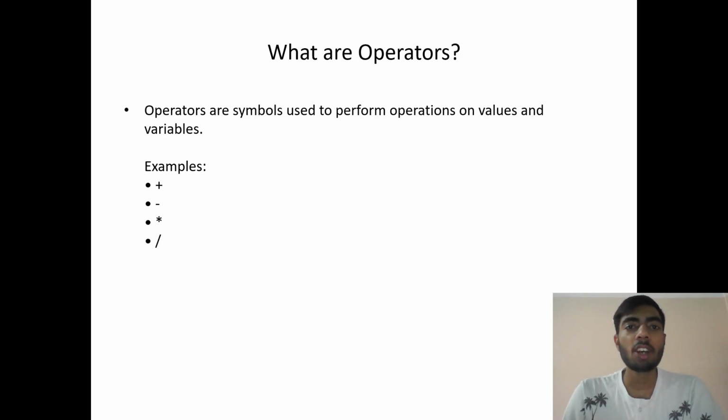First, let's understand what operators are. Operators are special symbols used to perform different operations on variables and values. For example, if we want to add two numbers, we use the plus operator. If we want to subtract, multiply, or divide numbers, Python provides different operators for each task. Operators make programming much easier because they allow us to perform calculations and comparisons using simple symbols instead of writing long instructions. Throughout this video, we will learn the most commonly used operators in Python.